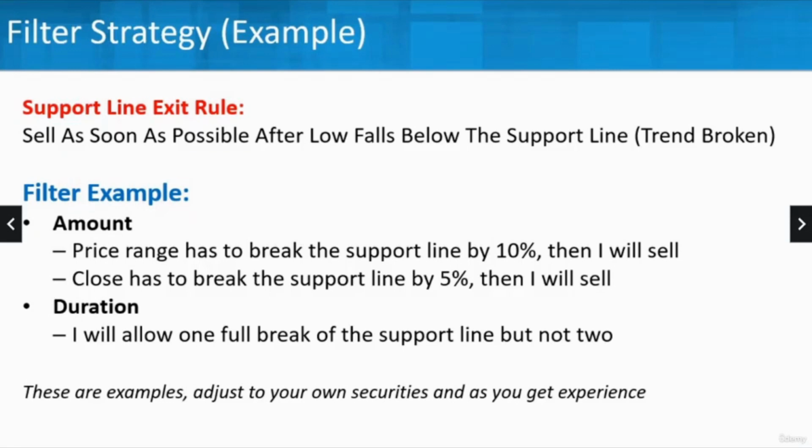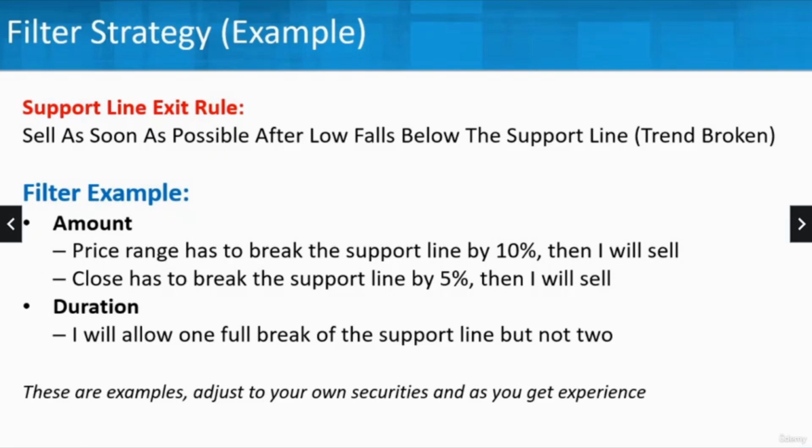You could also use a duration type of rule as a filter. For example, you'd say, I will allow one full break of the support line, but not two. So that means if it breaks the support line on one day, let's say we're trading on a day, and you're like, okay, it broke the support line exit rule, I'm supposed to sell as soon as possible, so I should be selling now, but I'm going to set up a filter and a rule and say, I'm going to wait until it breaks it twice. And if it doesn't break it twice, right there in the following day, then I'm sticking in there. So that's the idea of making these a little bit more filtered out.